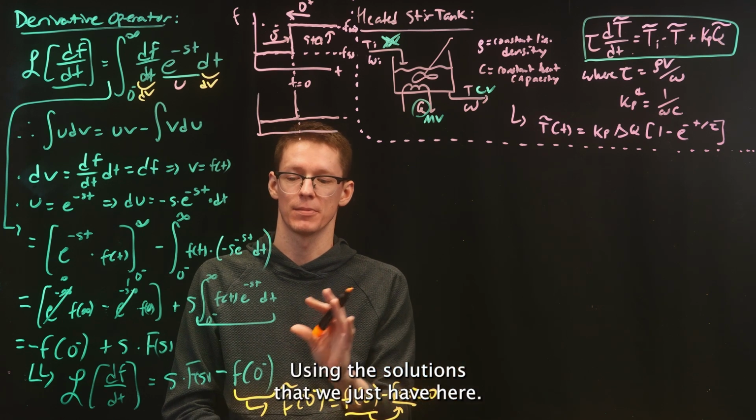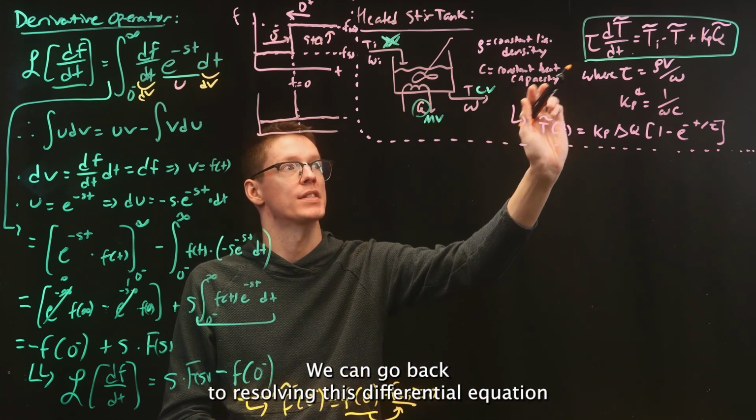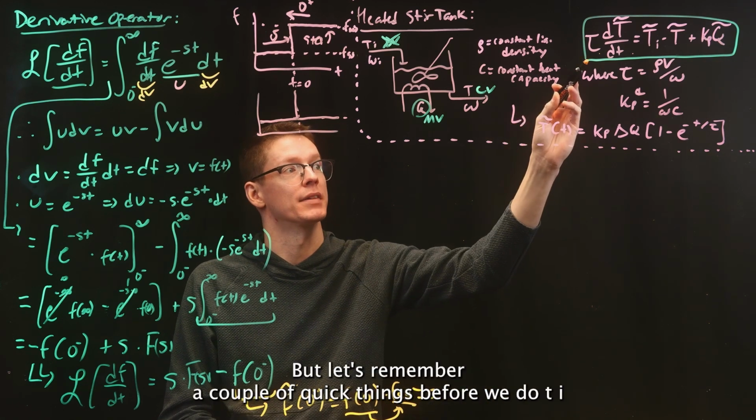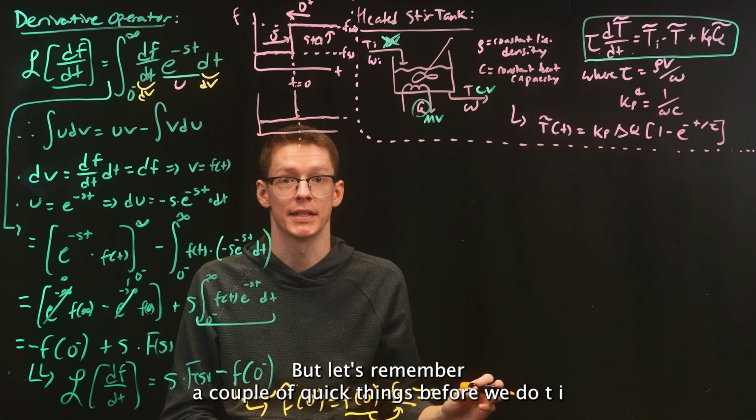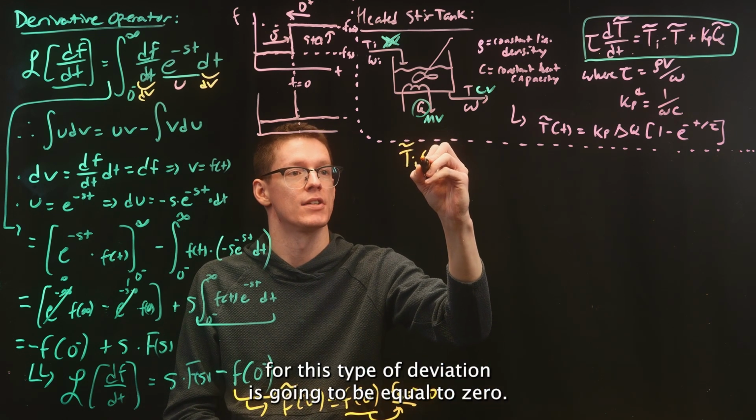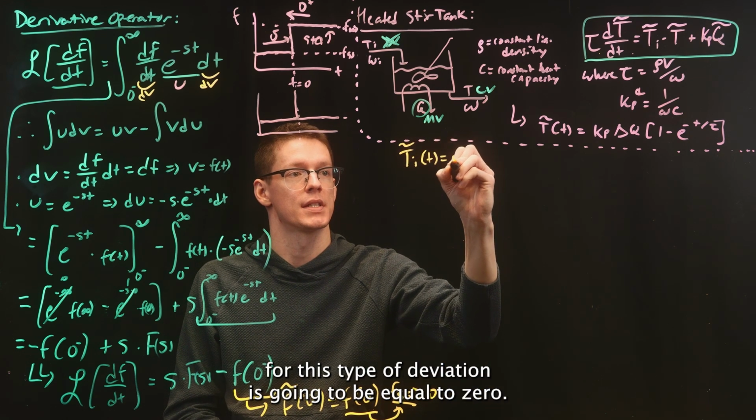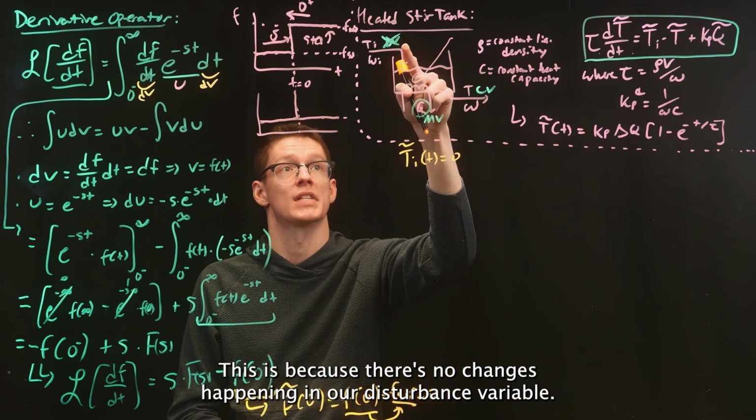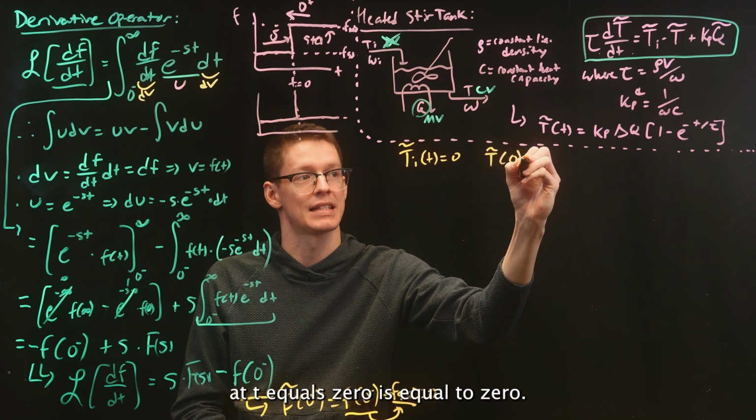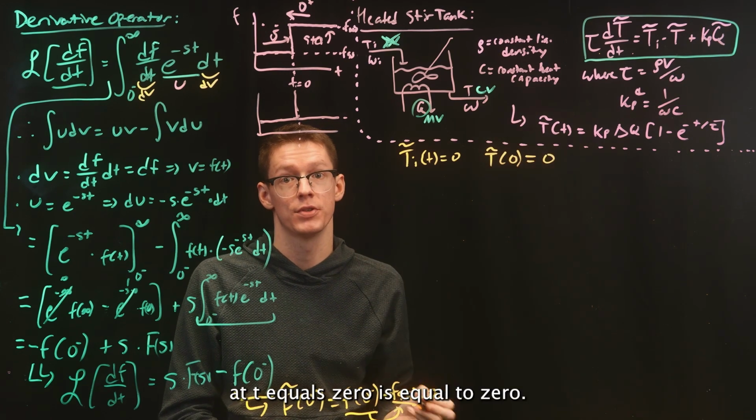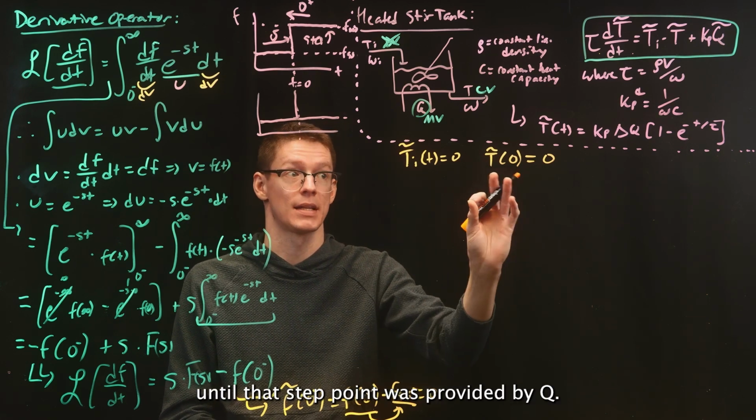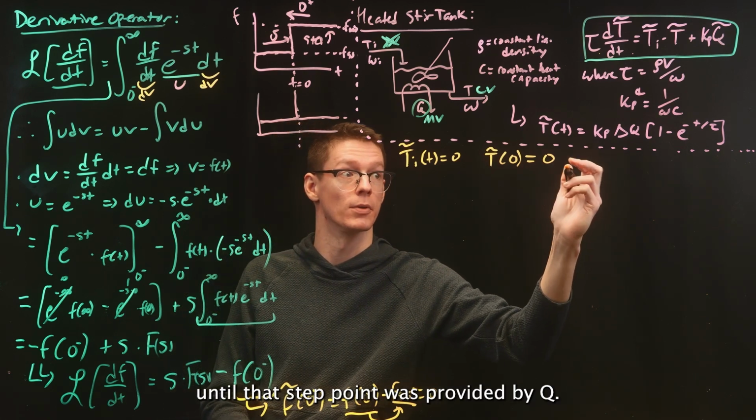Using the solutions that we just have here, we can go back to resolving this differential equation for the heated stirred tank. Let's go ahead and rewrite this, but let's remember a couple of key things before we do. Ti for this type of deviation is going to be equal to 0. This is because there's no changes happening in our disturbance variable. T deviating at t equals 0 is equal to 0. That's because we knew that there was nothing happening until that step point was provided by Q.